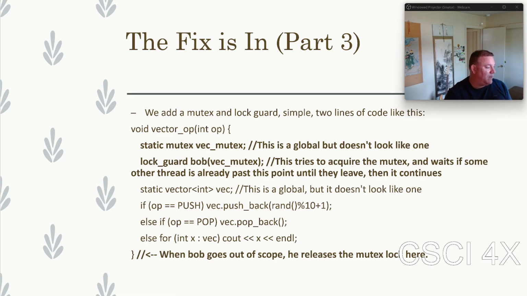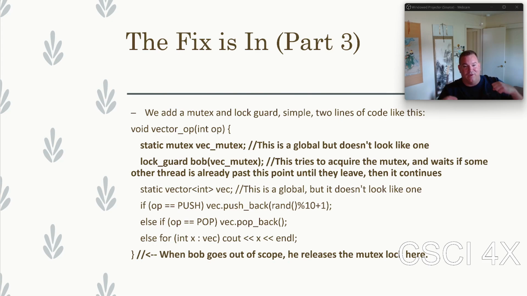So Bob is definitely not global. Bob has to be a local variable, because the whole point is when Bob is constructed, Bob's constructor calls lock, and when the destructor is called on Bob, Bob's destructor calls unlock. That's what makes it work.